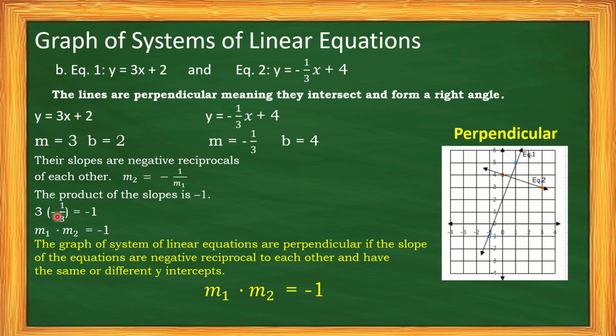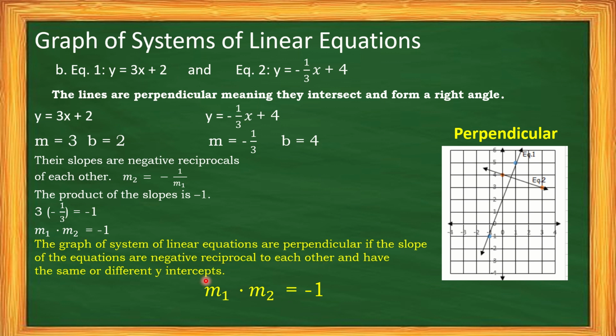Like this one. So let us see. 3 times negative 1/3. 3 divided by 3 is 1. So 3 times negative 1/3 is negative 1. Therefore, the two slopes are negative reciprocals of each other. So the graph of a system of linear equations is perpendicular if and only if the slopes of the equations are negative reciprocals of each other and have the same or different y-intercepts.